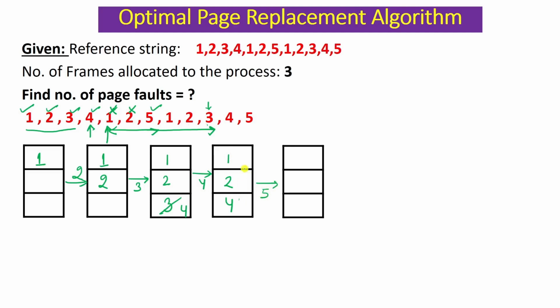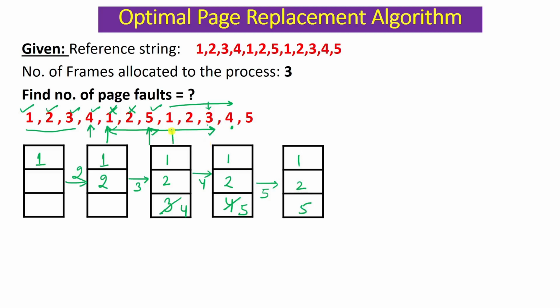So the question is again, which page should I replace out of 1, 2, 4? I am currently at 5. Now out of 1, 2, 4, see the future. So 1 is here, 2 is here, and 4 is the page which is getting used very late in the future. So this is the page which I can replace, because it will be used very far in the future. So I will say 5 will replace this 4. So this is the new content.